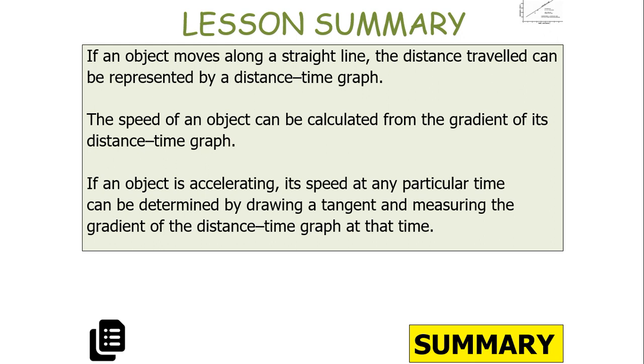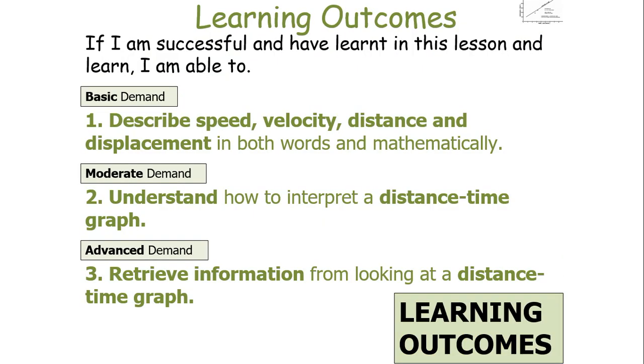So what you've learnt in today's lesson is that when an object moves along a straight line, the distance travelled can be represented by a distance time graph. The speed can be calculated from the gradient of the distance time graph, and if an object's accelerating, its speed can be determined by drawing a tangent and measuring the gradient of that tangent. So we can describe speed, velocity, distance and displacement in words and with mathematics, we can understand how to interpret a distance time graph, and we can retrieve information from a distance time graph.